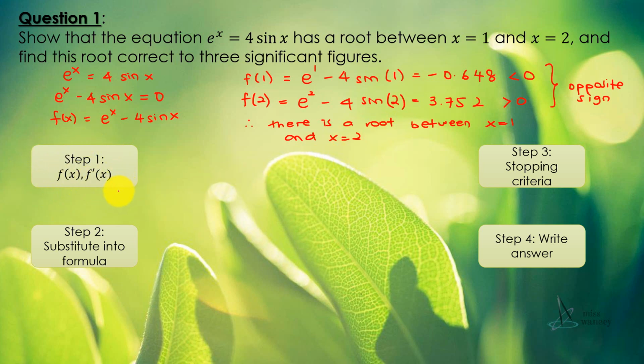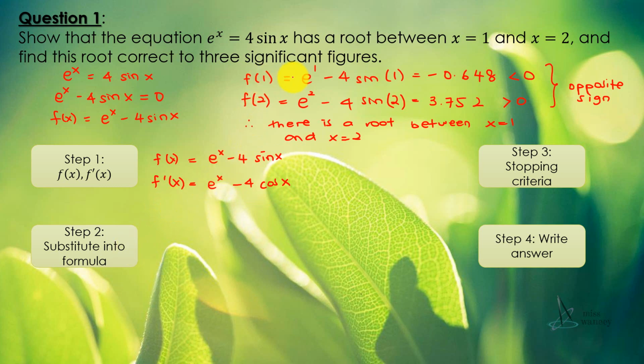Okay, so straight away, I want to do the Newton-Raphson. The first step, I need to again write down my f(x). So f(x) is e^x - 4 sin x. And then make sure you differentiate them to get f'(x). Differentiating e^x is simply e^x. Differentiating this one will simply give me negative 4 cos x, because differentiating sin, we are going to get cos. Okay, so substitute into the formula.